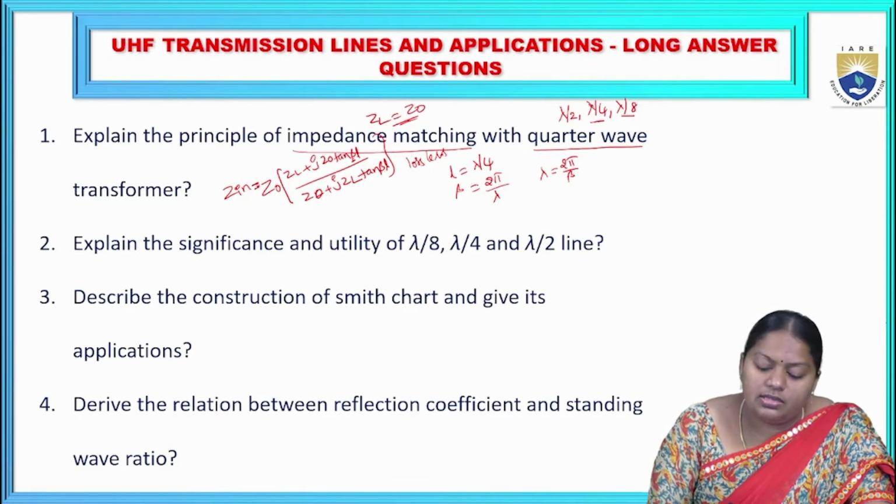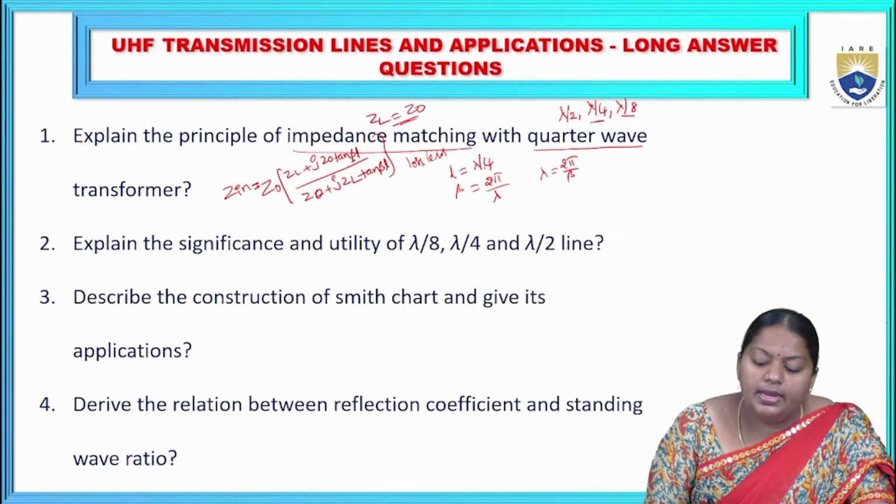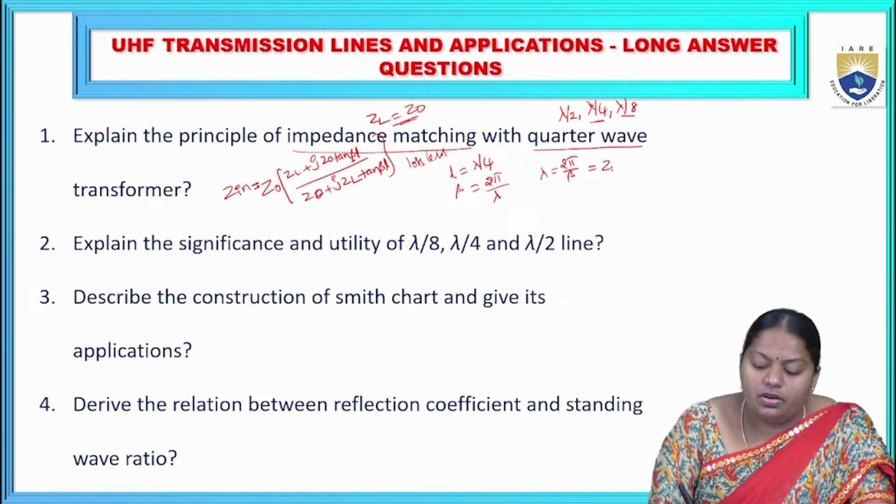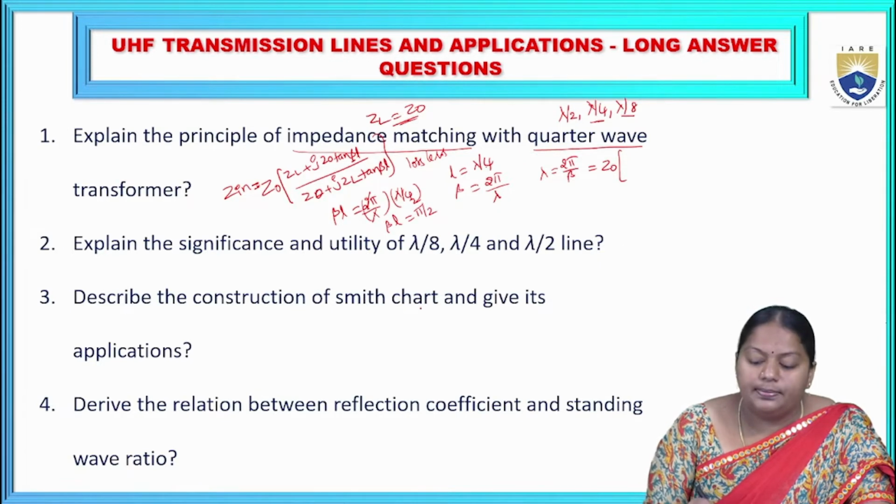Now substitute beta as 2 pi by lambda and L as lambda by 4. Before substituting in the equation, first we need to multiply beta L. Beta is 2 pi by lambda and L is lambda by 4. Then the 2 gets cancelled, lambda gets cancelled, and beta L is equal to pi by 2 is obtained.